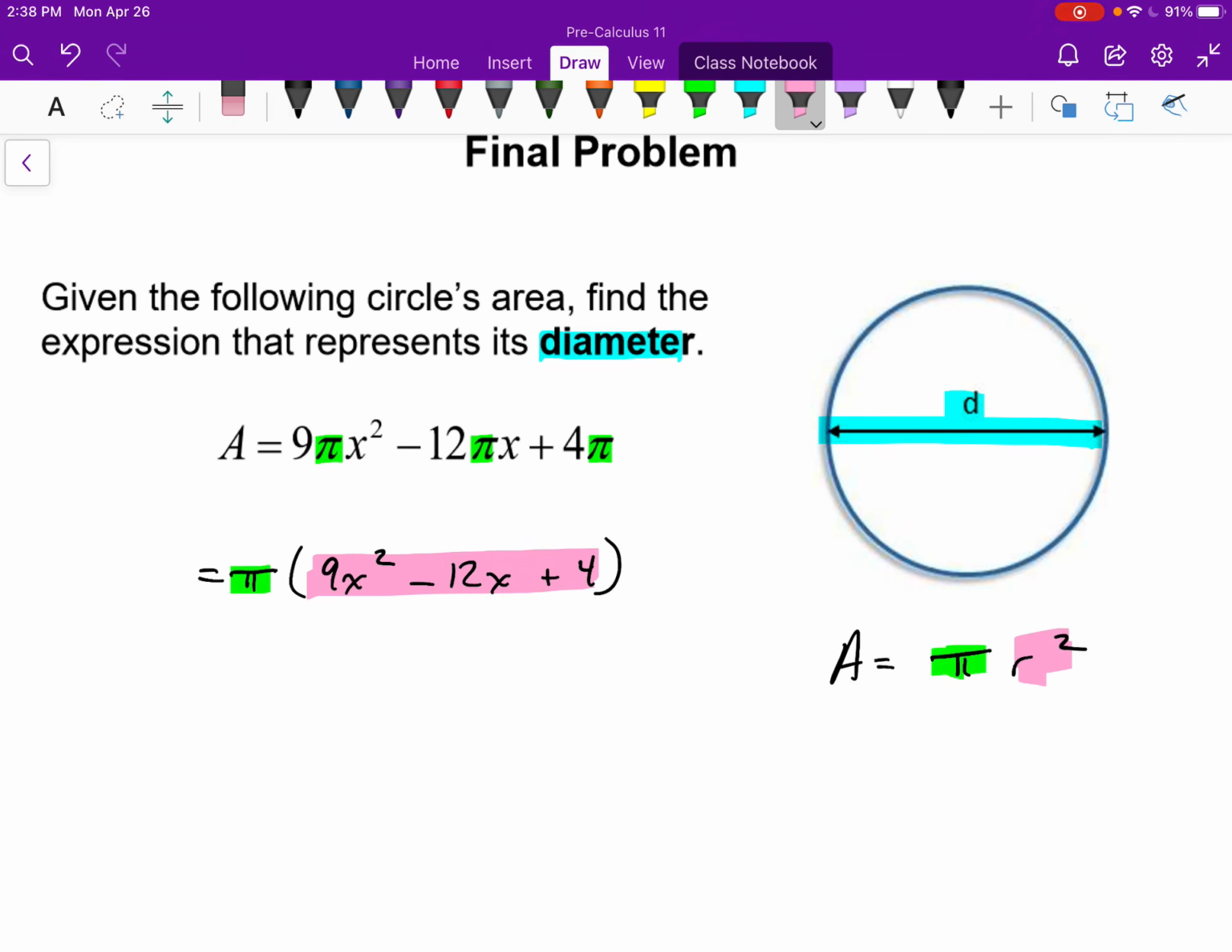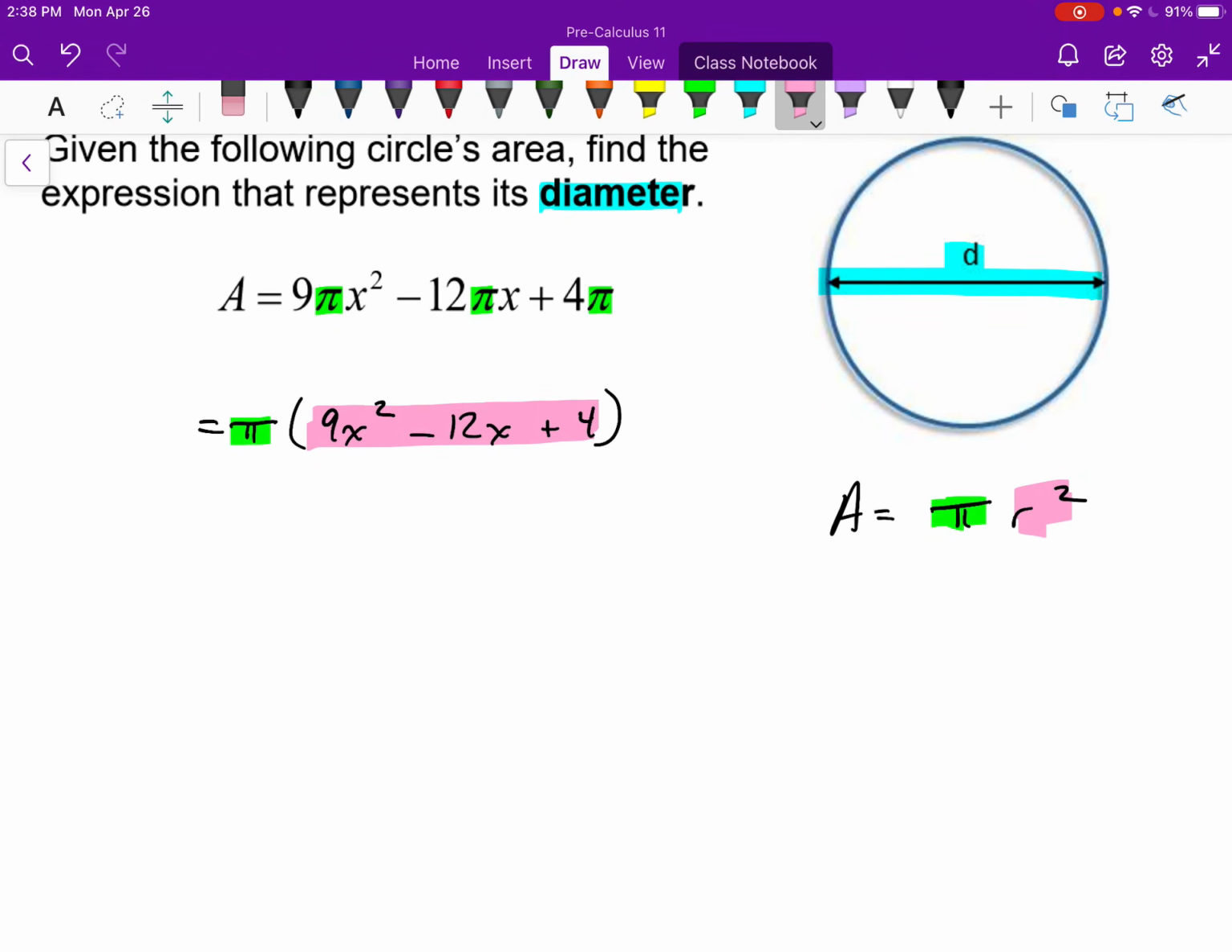It has to be. Again, the area of a circle is pi times the radius squared, which means what you see in pink must be the radius squared. Which means if I can factor this, I should get the exact same factor twice. I should get the same factor repeating. And that factor should be the radius. So I have a few options. I'll mention one way of approaching it, and then I'll mention a faster way.